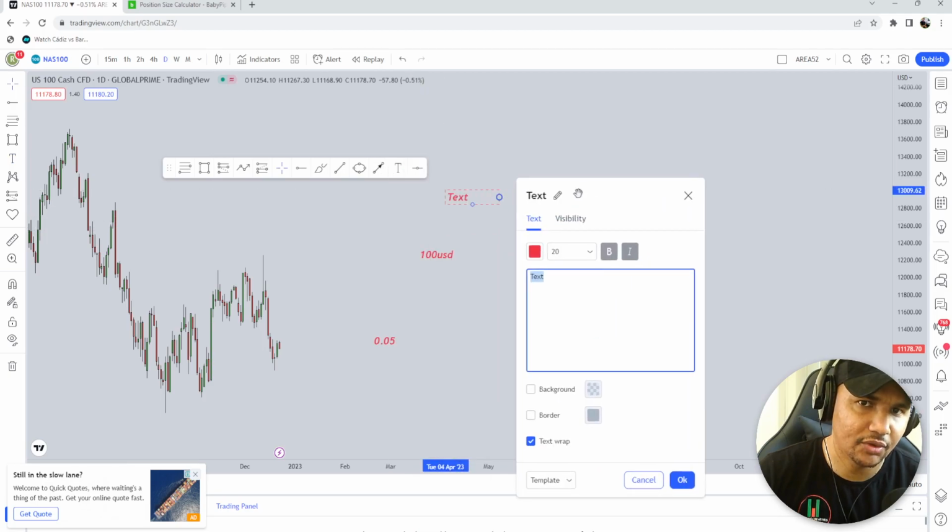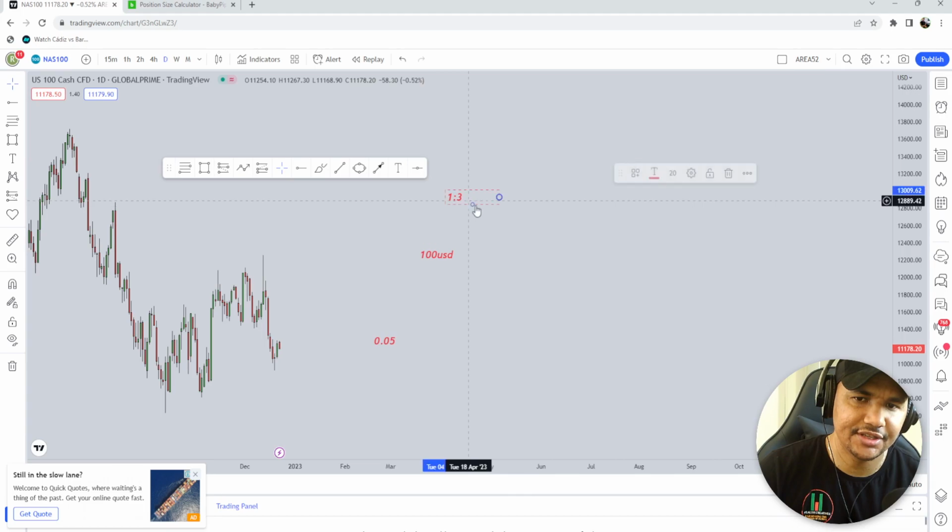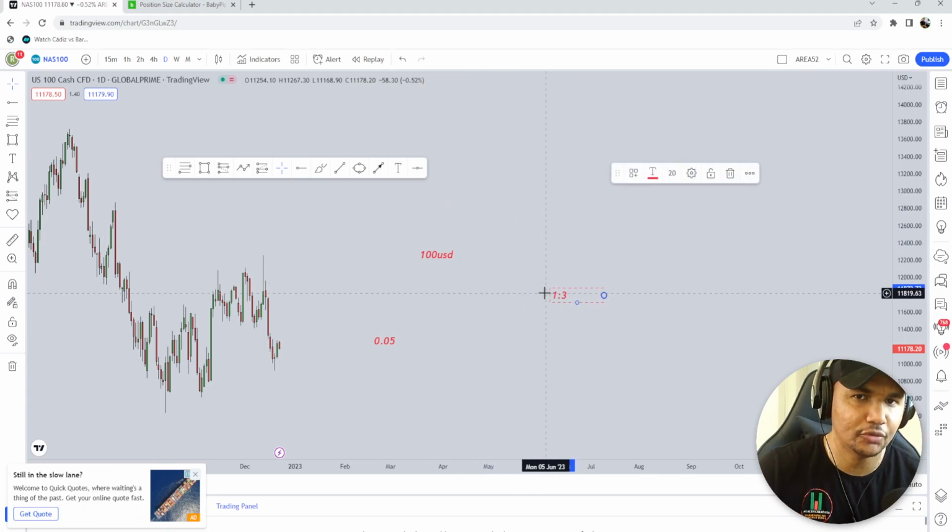Why should you be risking 1% of your account? Because why? For every percent that you, well, first of all, you need to trade a 1 to 3 risk to reward. Okay, we call it a 1 to 3 risk to reward. And this means that we are risking 1% of the account to make 3%.